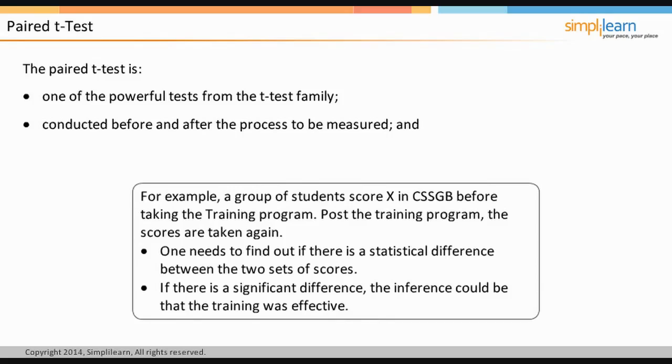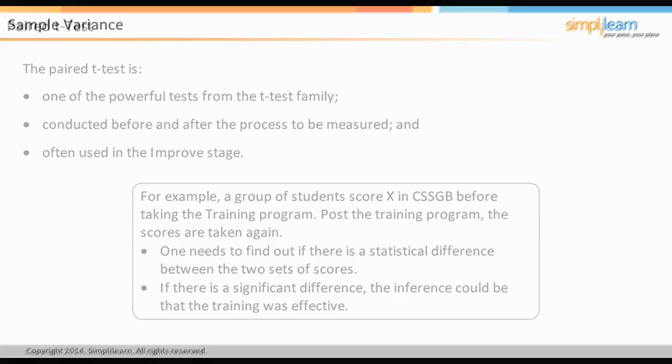One needs to find out if there is a statistical difference between the two sets of scores. If there is a significant difference, the inference could be that the training was effective. It is important to note that the paired t-test interpretation shows the effectiveness of the improvement measures. This is the main reason why paired t-tests are often used in the improve stage. Let us learn about sample variance in the following screen.